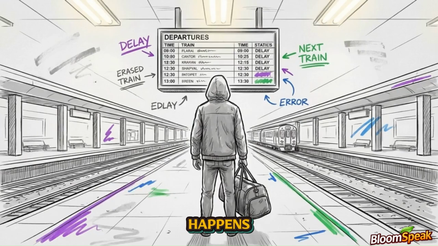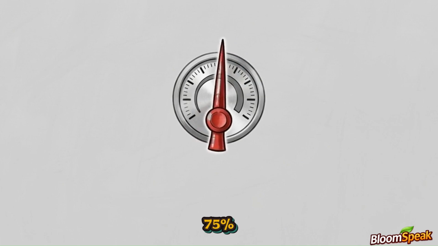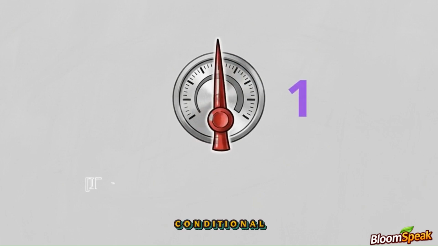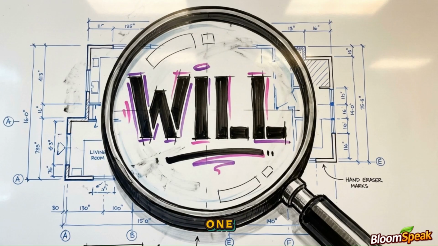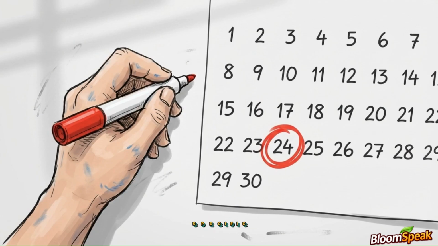Now let's look at what happens when we move away from absolute certainty and look toward the future. We turn the dial down to 75%. This is the first conditional. Our sentence changes slightly. If I get sick, I will go to the doctor. Adding that one word shifts the focus. This is no longer a general rule for life. It's a specific plan for a future event that hasn't happened yet.